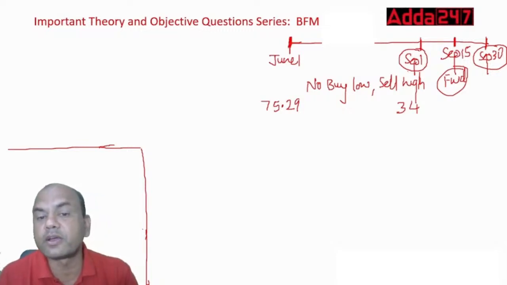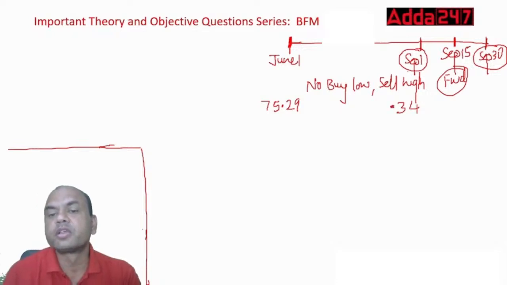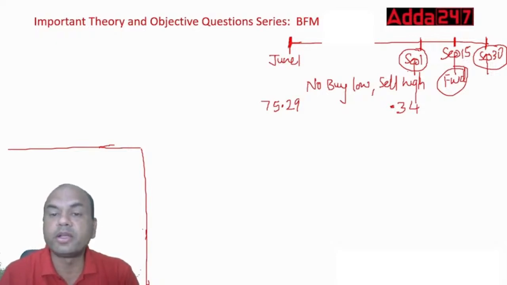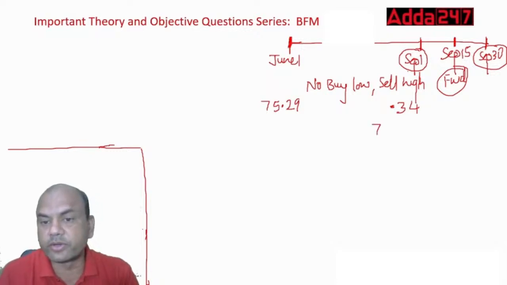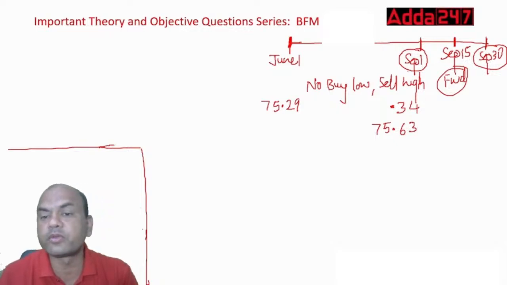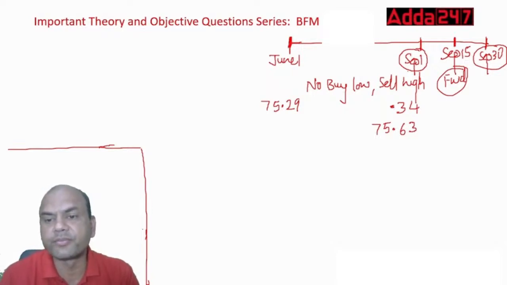So what is my rate now? 75.29 plus 0.34. Take this point. So what is the answer you're getting? It is 75.63, right? Add this. How many of you have got this? 29 plus 34: 33, 43, 53, 63. Isn't it? This is one.